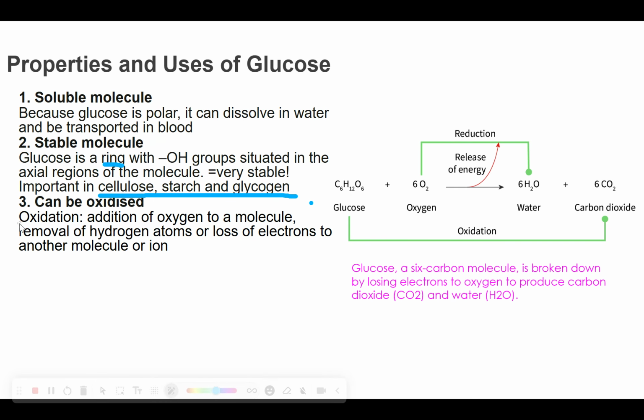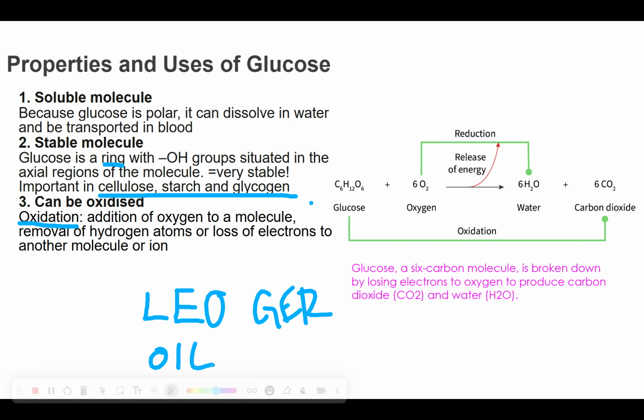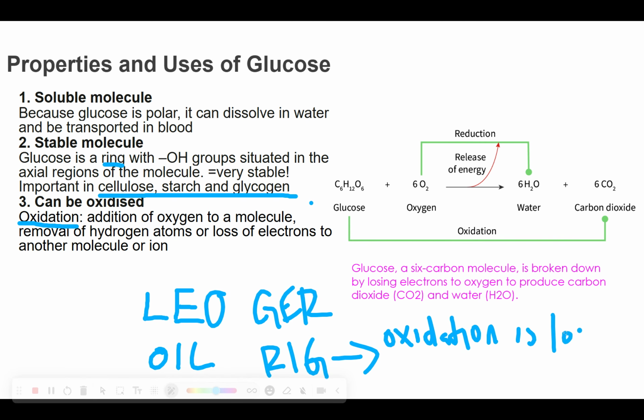And it can be oxidized. So oxidation is addition of oxygen to a molecule. Really, usually you think of oxidation in terms of electrons. So I remember either LEO GER or OIL RIG. I like OIL RIG better. Oxidation is loss of electrons, and reduction is gain.